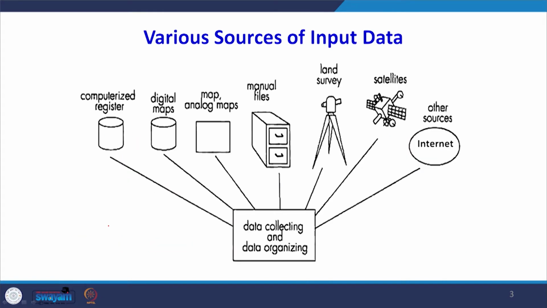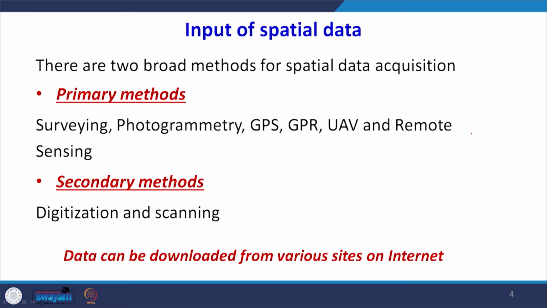If we look at the different sources of the input data to the GIS, we can have computerized data, digital maps, analog maps, manual file data, data coming from the land survey, satellites, and internet data. A lot of data nowadays is available on the internet, so we can make use of that data also in our database. But all that data is first of all to be processed properly so that it is usable.